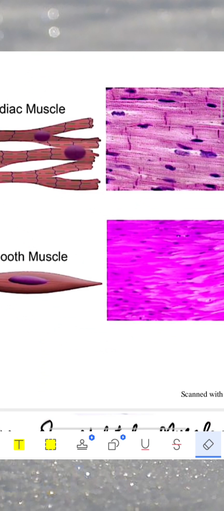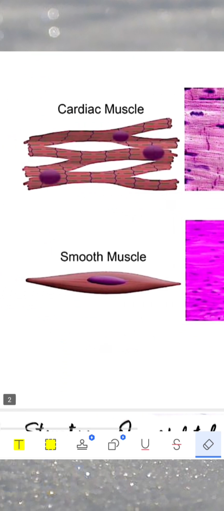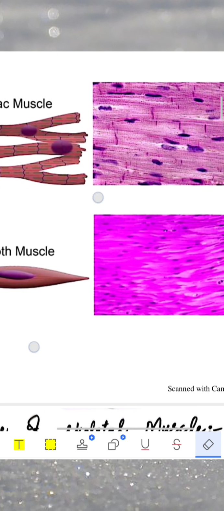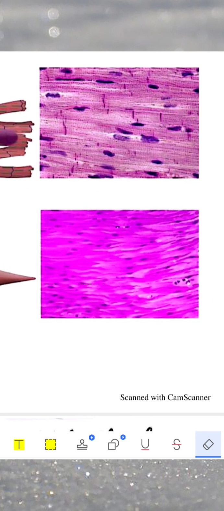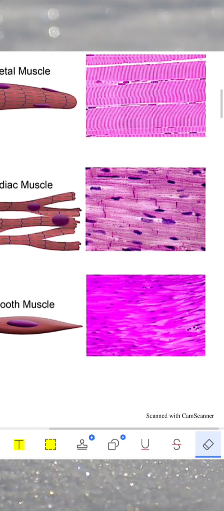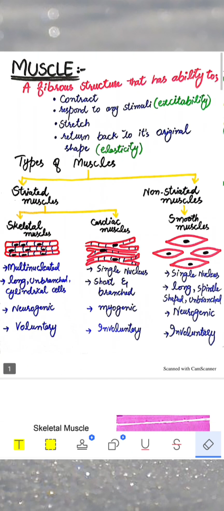But what about the non-striated muscle? In the non-striated muscle, you would not find any type of striation or stripes. So this is without any stripes. You can see stripes are not found, means light and dark regions are not found in this type of muscle. So these are the two types: the striated muscles and non-striated muscles.